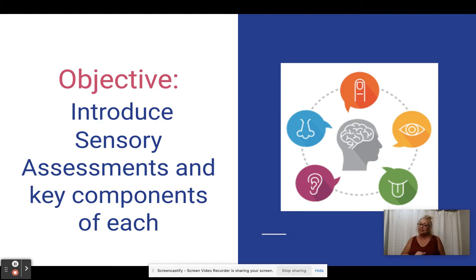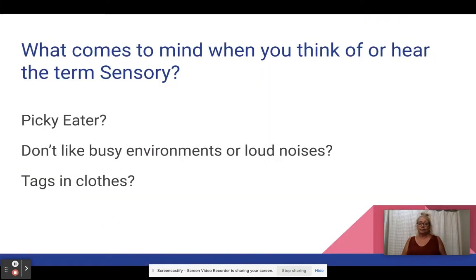So the objective that we have today is to introduce sensory assessments that are familiar and frequently used by OTs that are working with young children, and then explain the key components of each. And at the end, as I mentioned before, you're going to be completing the Google Doc that will be sharing that information, and then we'll be talking about it at a later class time.